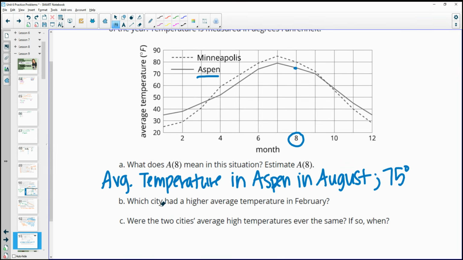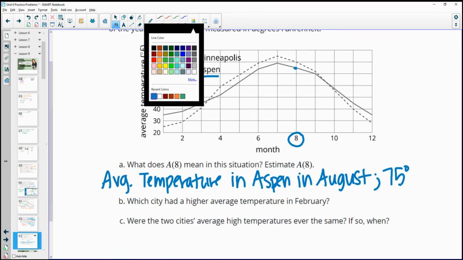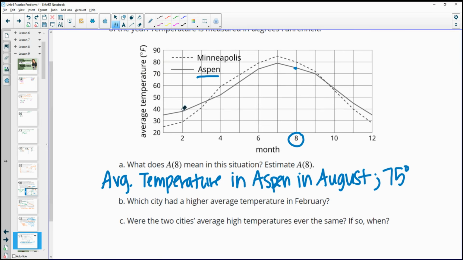Then which city had a higher average temperature in February? So February is the second month. So Minnesota is down below 30 degrees and Aspen is almost 40 degrees. So Aspen has a higher average temperature in February.